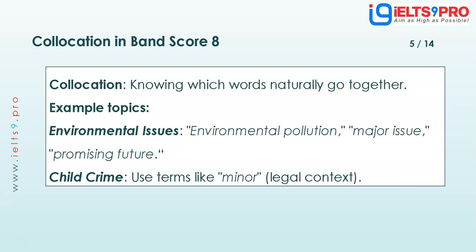So, the collocations. Now, again, this is something that lots of people get wrong. So for example, it's always black and white. It's never white and black. It's always salt and pepper. It's never pepper and salt. Right? So, environmental pollution, major issue, promising future. These naturally go together, or collocate. Such as it's fish and chips. It's never chips and fish.